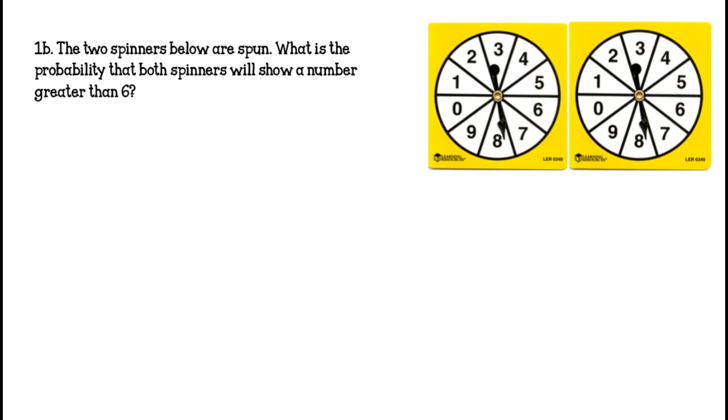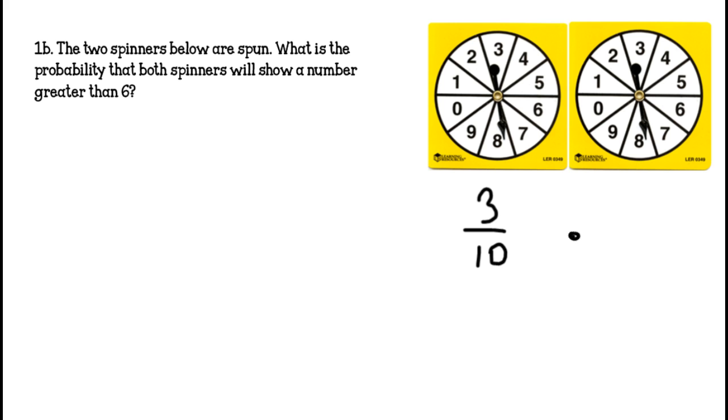1B, the 2 spinners below are spun. What is the probability that both spinners will show a number greater than 6? So the first thing we do is we have 10 sections total. And how many numbers are greater than 6? There are 3 of them that are greater than 6.